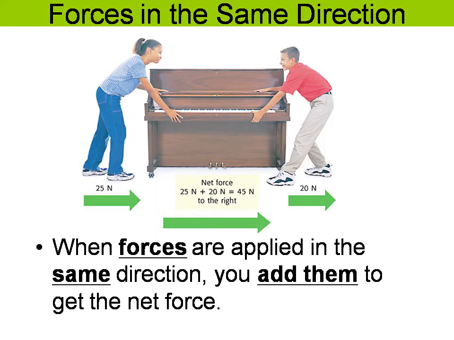Now, if the forces are going in the same direction, you add them together to get the net force. So these two people are either pushing or pulling on a piano. And if we add the forces together, 20 and 25 newtons, we get a total of 45 newtons to the right. This assumes that there is no force opposing them, which is what we'll talk about today.